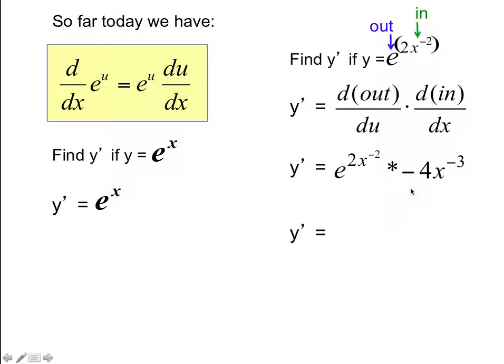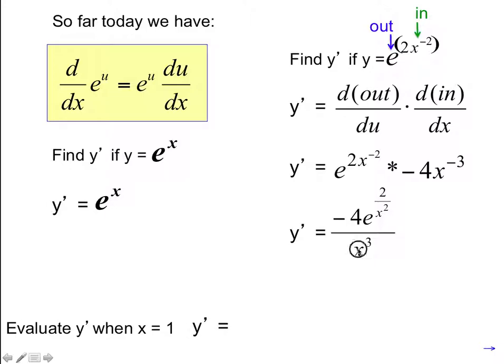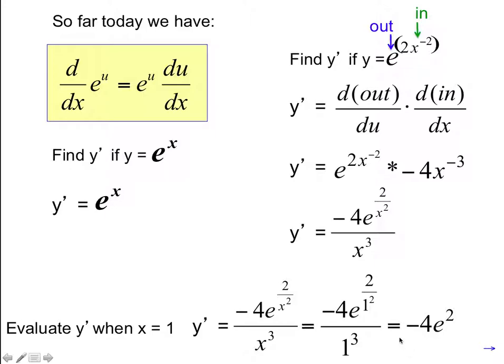And so I'm just going to clean this up a little bit. I'm going to take this and put it down in the denominator, and I'm going to make this power fractional. So this is the derivative of this problem. So if we want to evaluate that when x equals 1, I'm going to put 1 in for here and 1 in for here, and I'm going to evaluate this. So this is minus 4e to the second power over 1, which is just minus 4e to the second power.